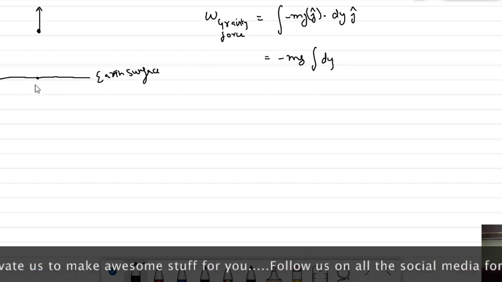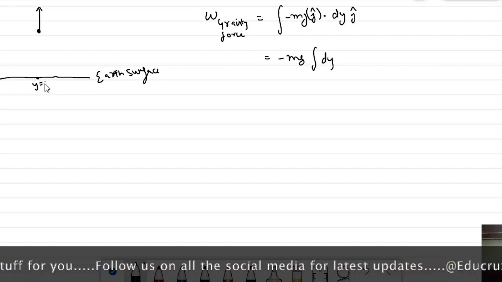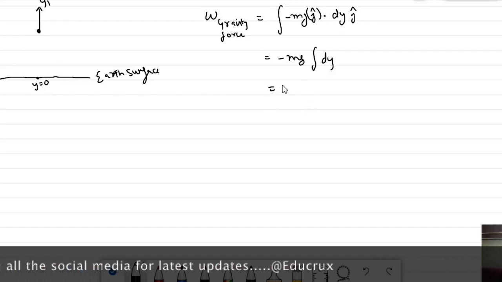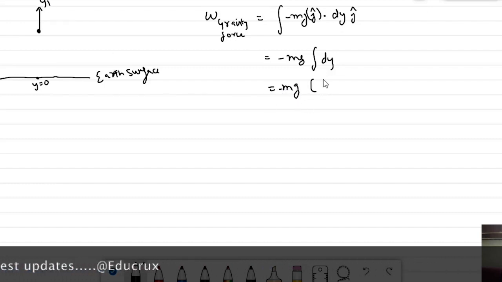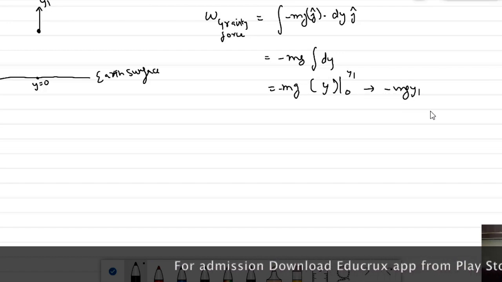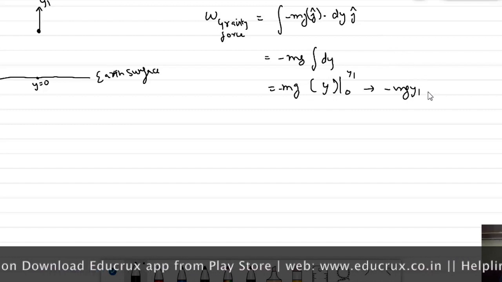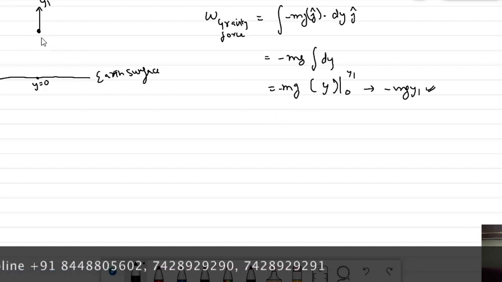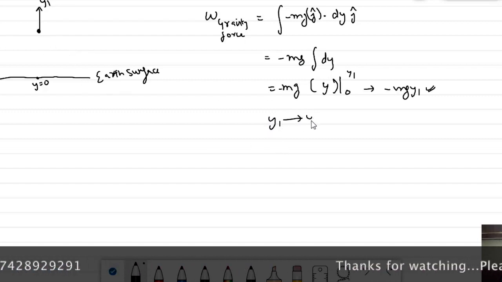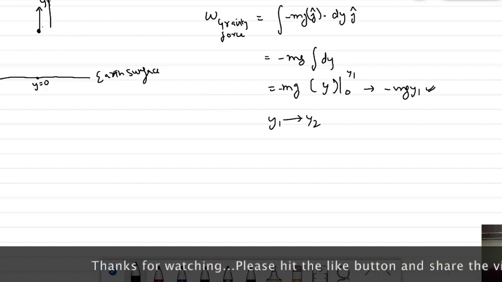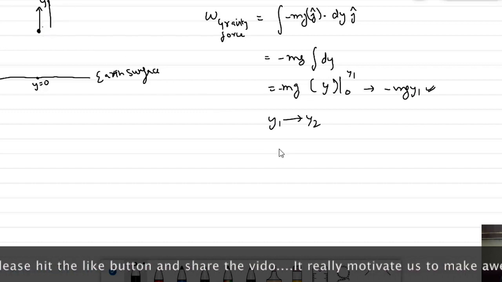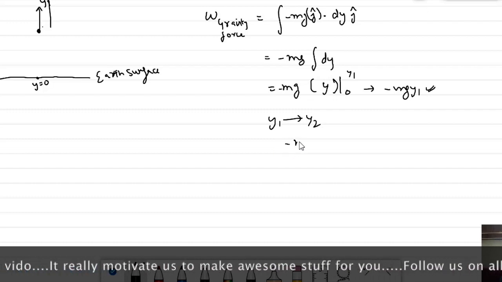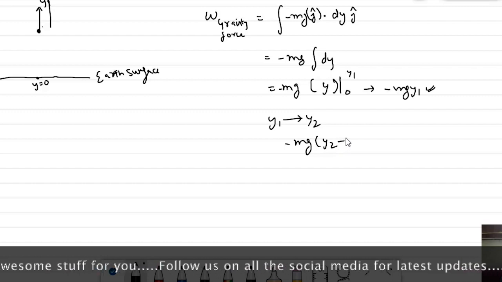Let us say I start the motion of the body from y equal to 0 to y equal to y1. So that will be equal to minus mg times the integration of dy from 0 to y1. So this will be equal to minus mg y1. So the work done by the gravitational force is equal to minus mg y1. Similarly, if my point changed from any point y1 to y2, then the work done by the gravity in that instant will be equal to minus mg times y2 minus y1.